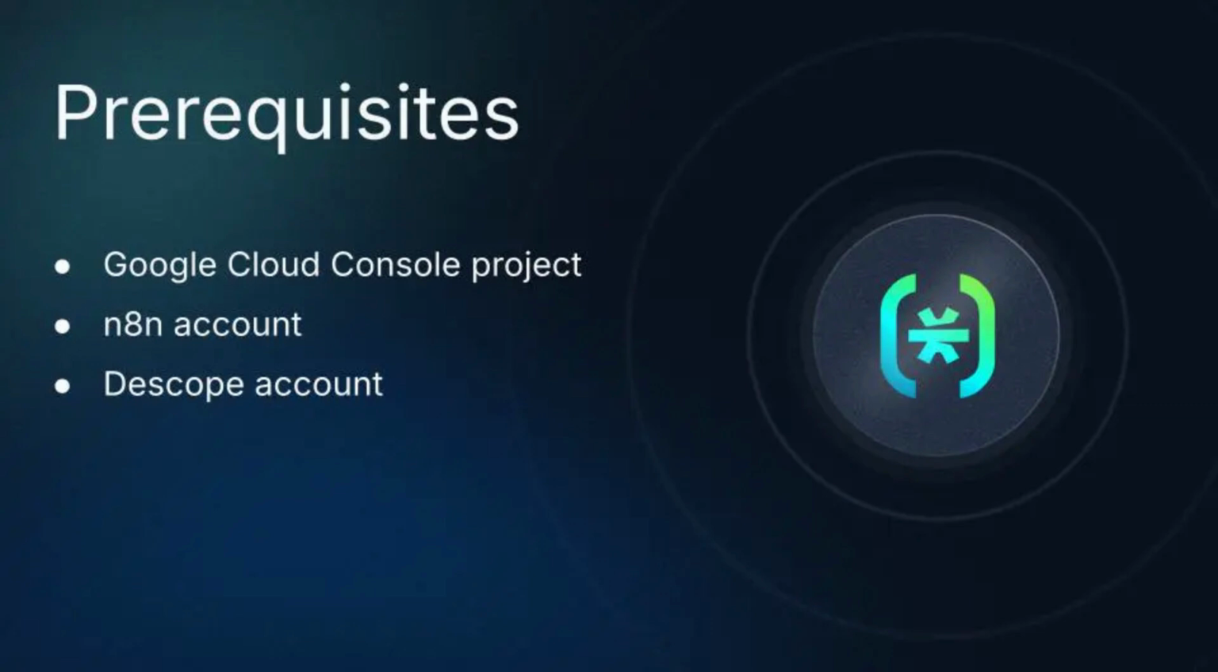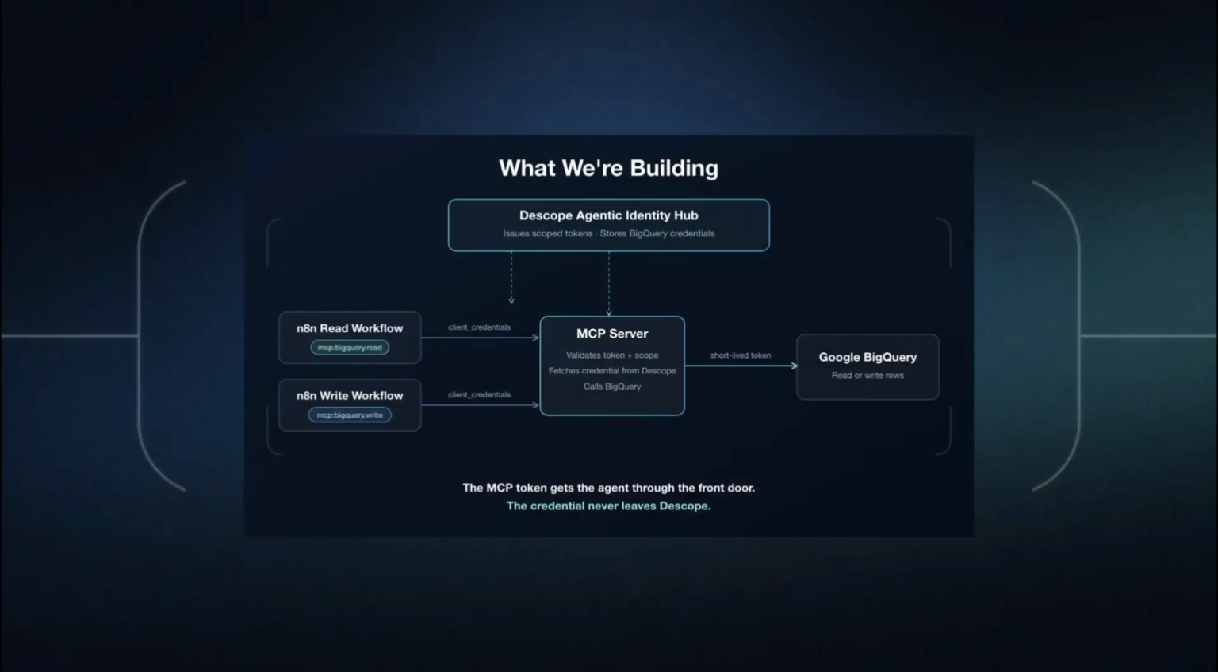Now let's get into the architecture of what we're actually building. Here's a scenario. An organization runs one n8n workflow that reads from BigQuery and another that writes to it. The write workflow should only be triggered by specific users. Instead of giving each workflow its own copy of the BigQuery credentials and its own copy of the tool definitions, we route both of them through a single internal MCP server. That server authenticates its callers with Descope, enforces tool-level scopes, and fetches the BigQuery service account credential from Descope at call time. The agents themselves never hold that credential, and the tools are defined once.